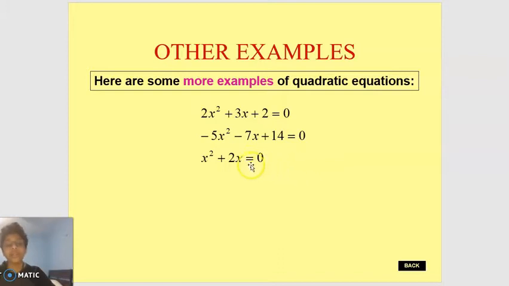Then this third one, x squared plus 2x equals 0. Since there's nothing in front of x squared, where a should be, we see that a is 1. So a is 1, b is 2, and c also isn't there. Since c is a constant, we say that c is 0.